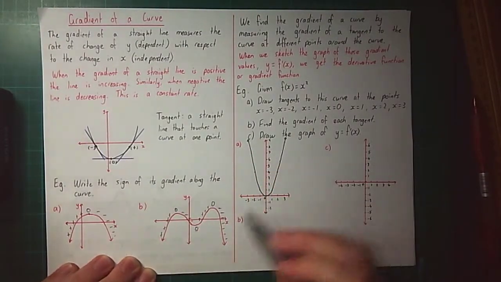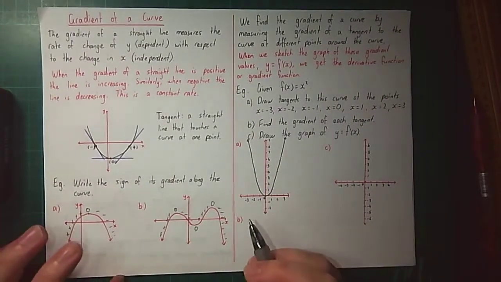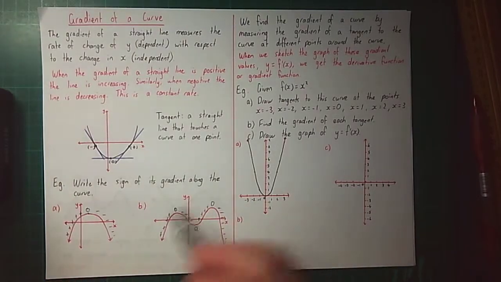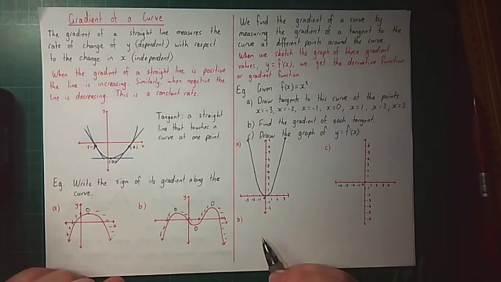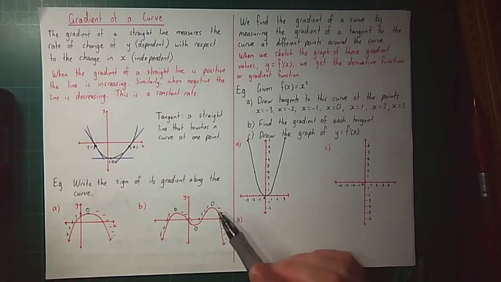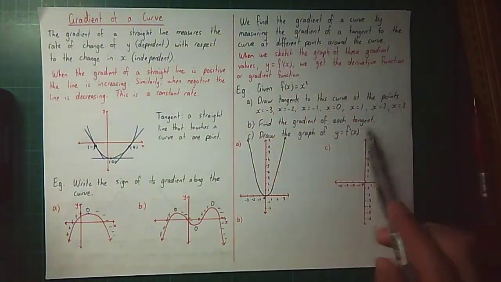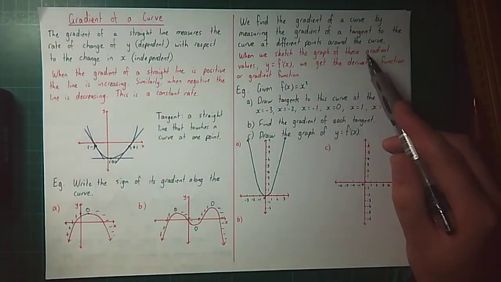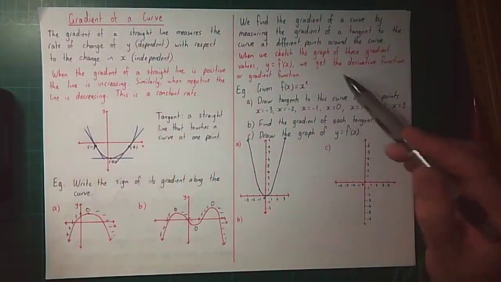Now we're going to see why that's useful probably in another video, but just make sure you understand where the gradient changes and how it works along a curve without necessarily drawing the tangents. Now, why this is useful, you'll see soon. We find the gradient of a curve by measuring the gradient of a tangent to the curve at different points around the curve. That's a bit of a confusing statement. You'll see how that works in a second.